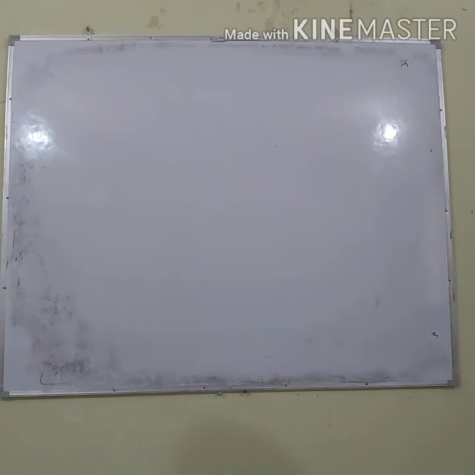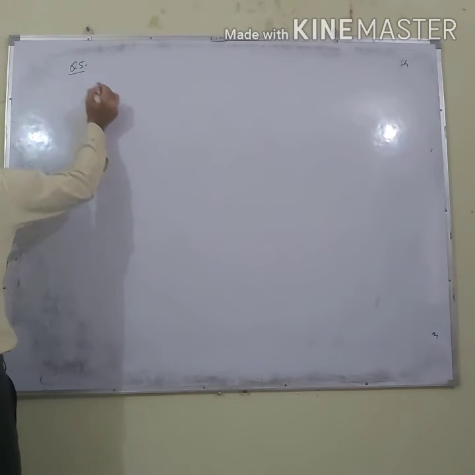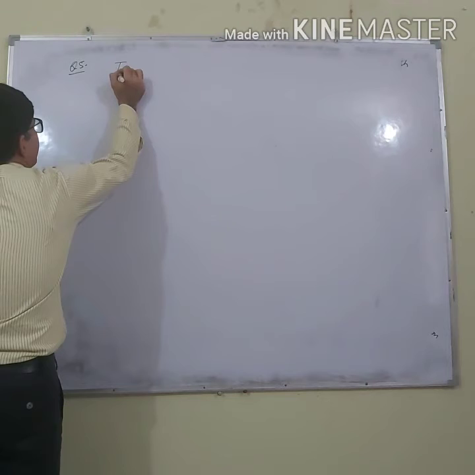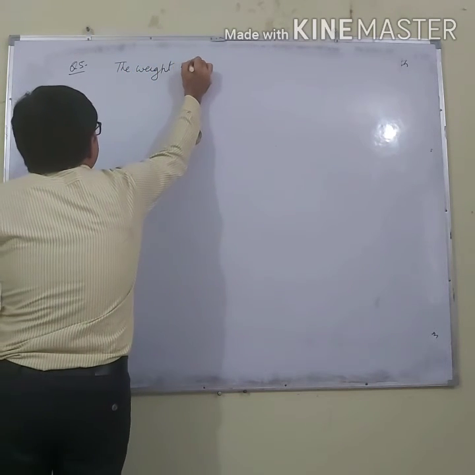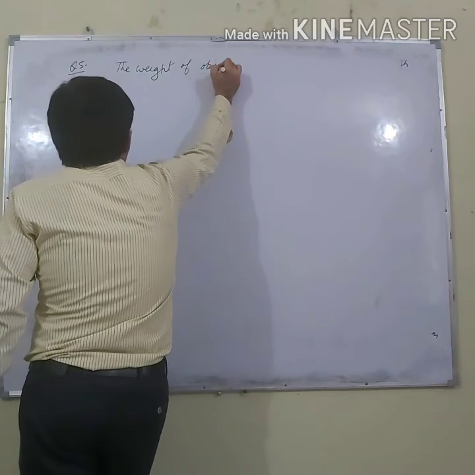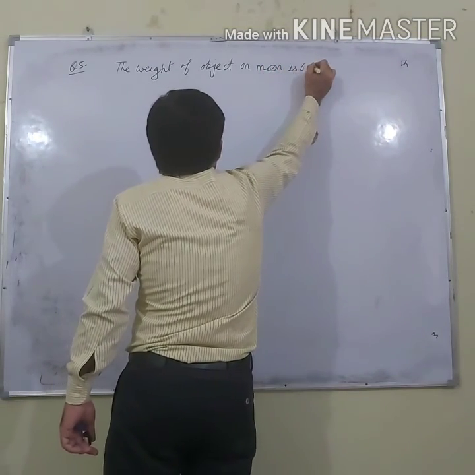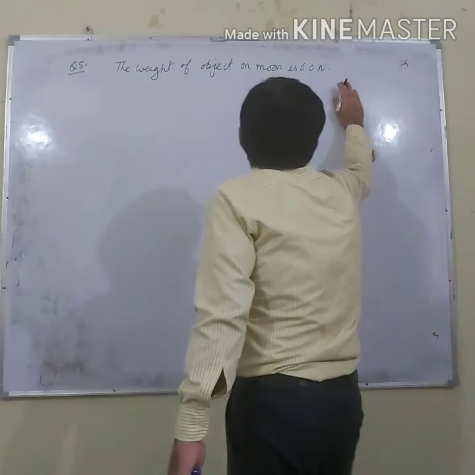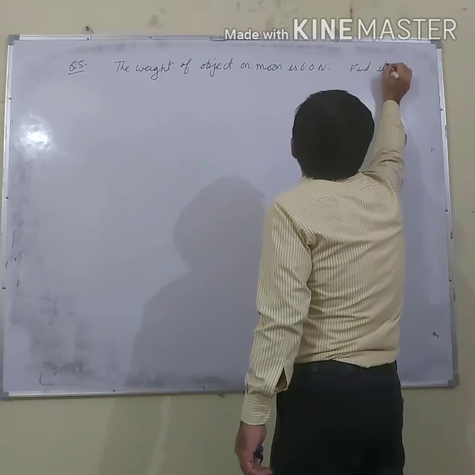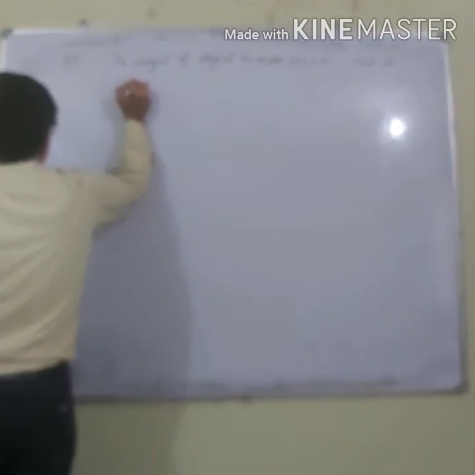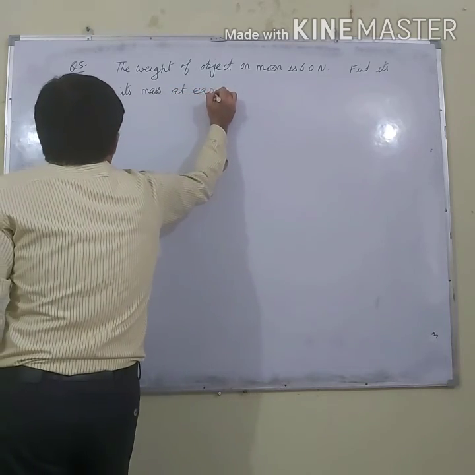Now, in question number 5, the weight of an object on the moon is 60 Newton. Find its mass at Earth's surface.